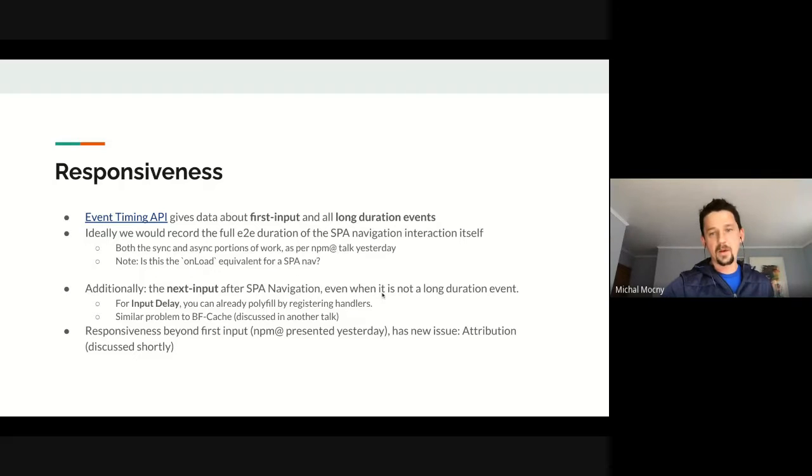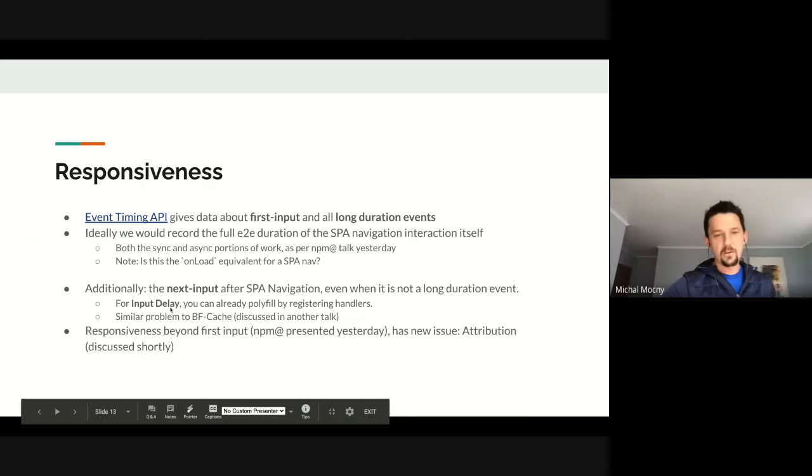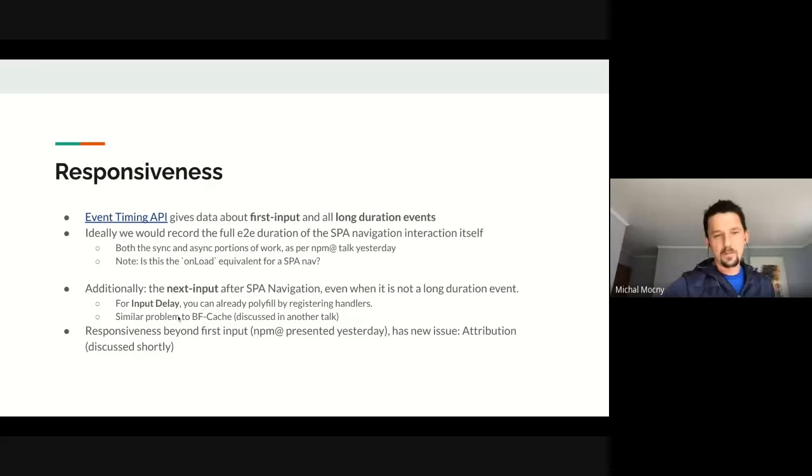And right now, event timing will only report this if you have a long duration. So if you only care about input delay, you could polyfill this by registering handlers. And there's a similar problem here with BF cache, which I think is going to be the next talk after this.